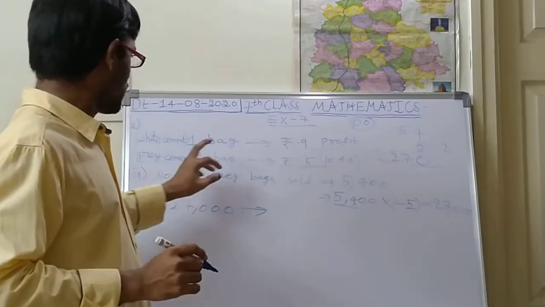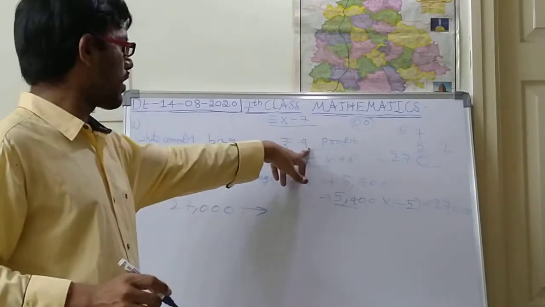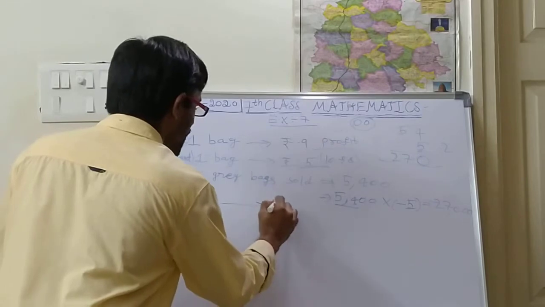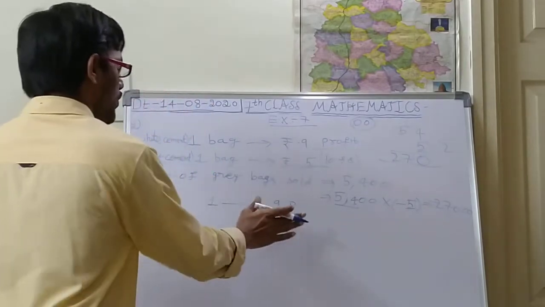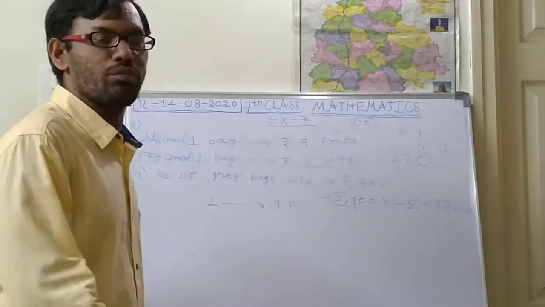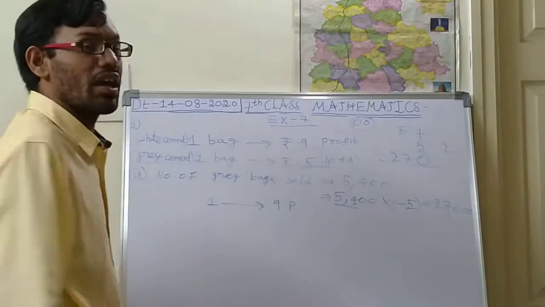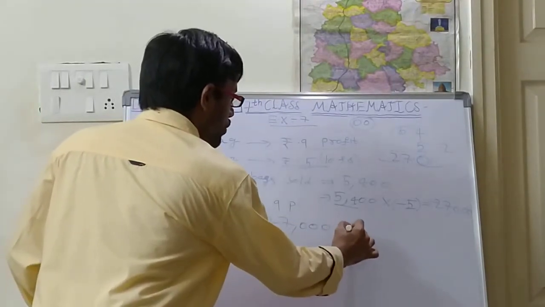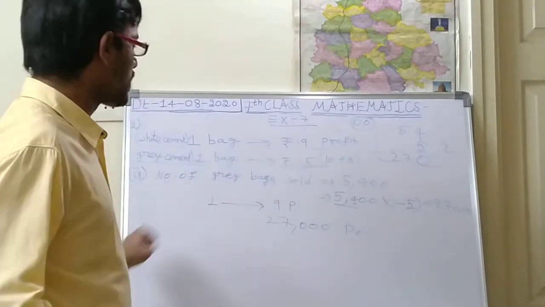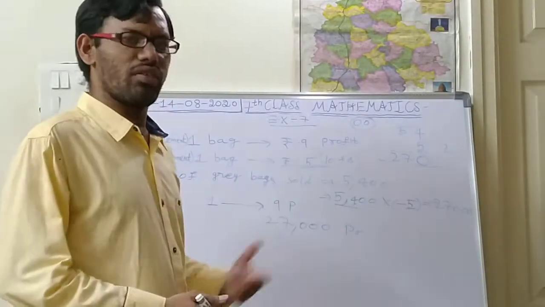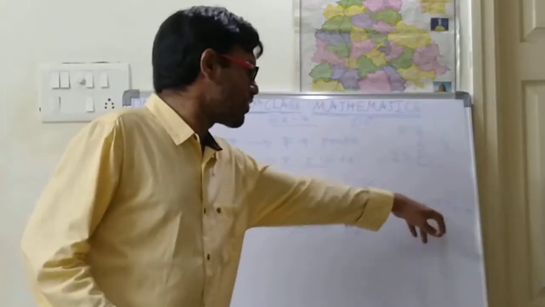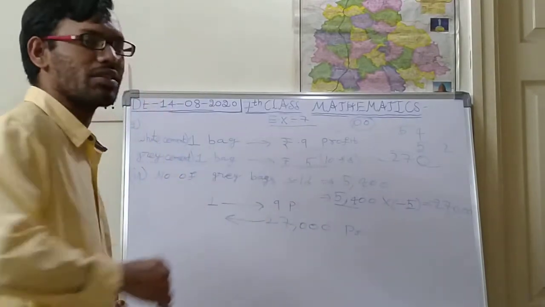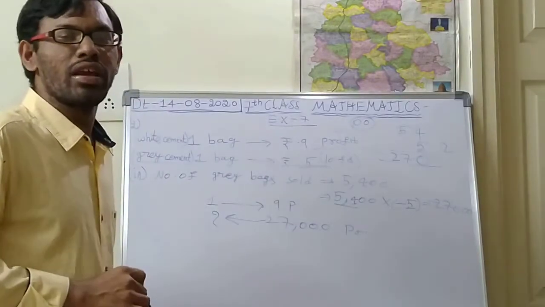So here, see children, once observe here, for one bag he got 9 rupees as a profit. Is it right? So if we want to get 27,000 rupees as a profit, how many bags he has to sell? That is the only question. Profit means for the same MRP price he was selling. So for 27,000 rupees as a profit, how many bags will he be getting?